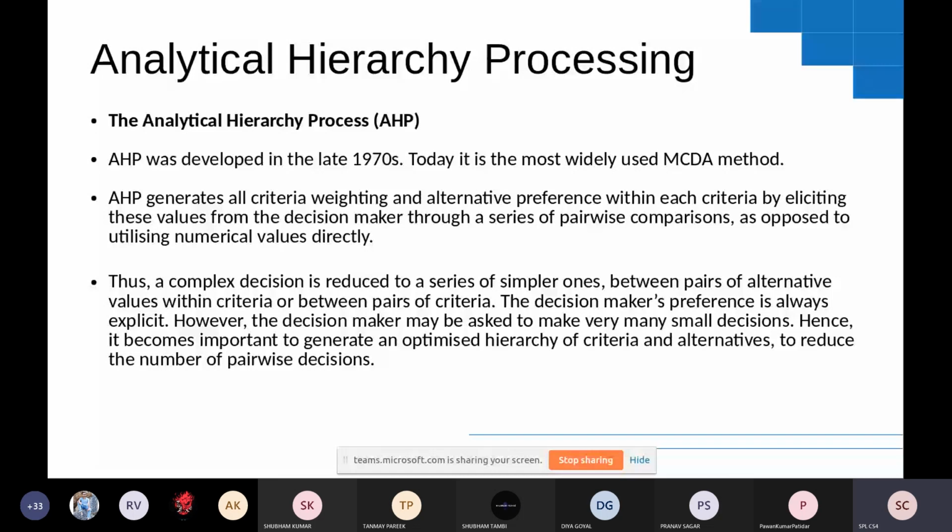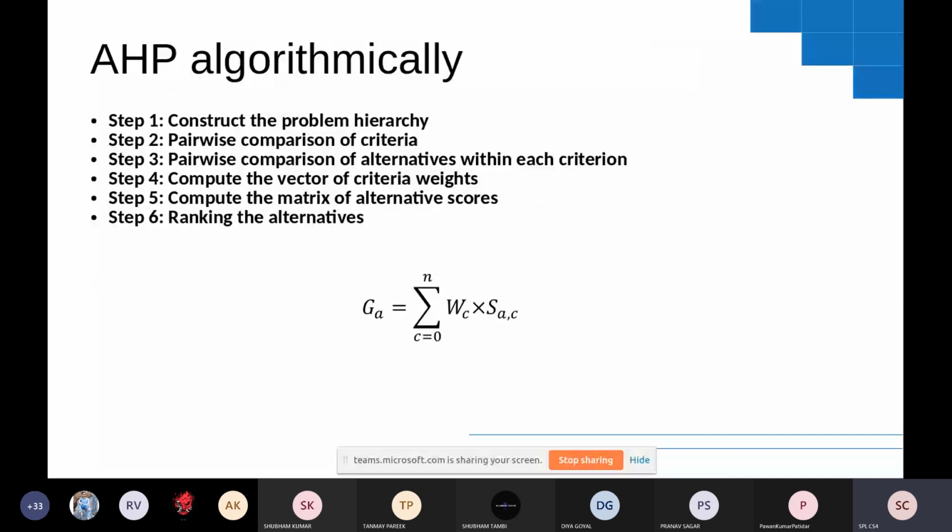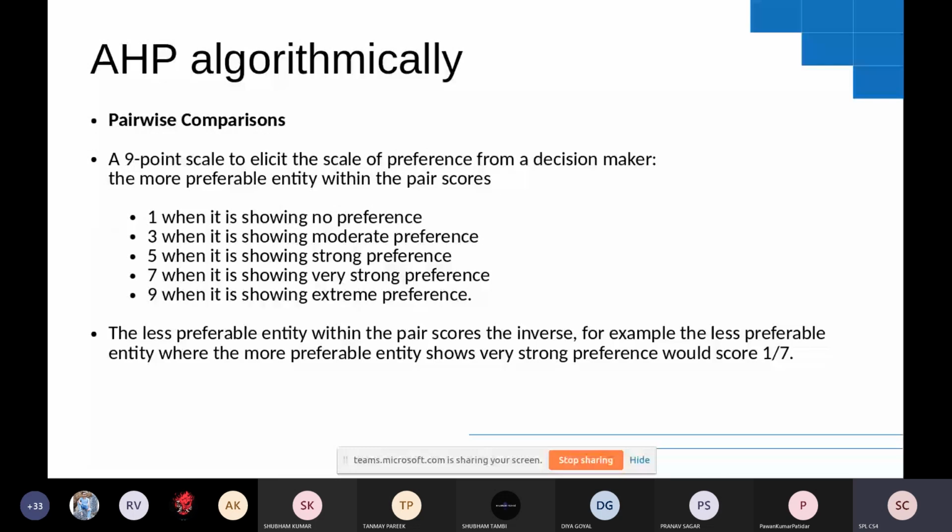A complex decision is reduced to a series of simpler ones between pairs of alternative values within criteria or between pairs of criteria. The decision maker's preference is always explicit. However, the decision maker may be asked to make very many small decisions. Hence, it becomes important to generate an optimized hierarchy of criteria and alternatives to reduce the number of pairwise decisions. Actually, let's go to the example now, and I'm skipping some of the mathematical details so that it does not become too boring and is easy for you to understand. But I want everyone's participation here.